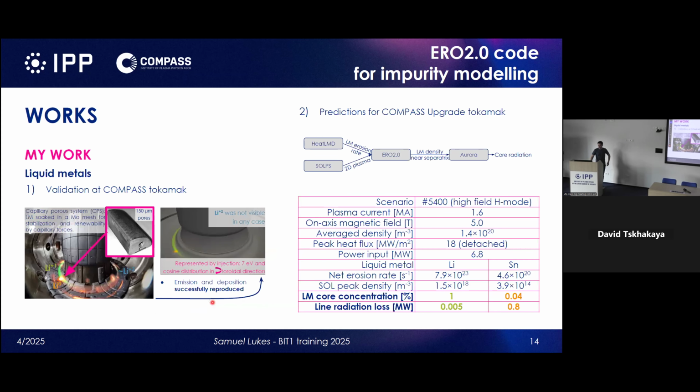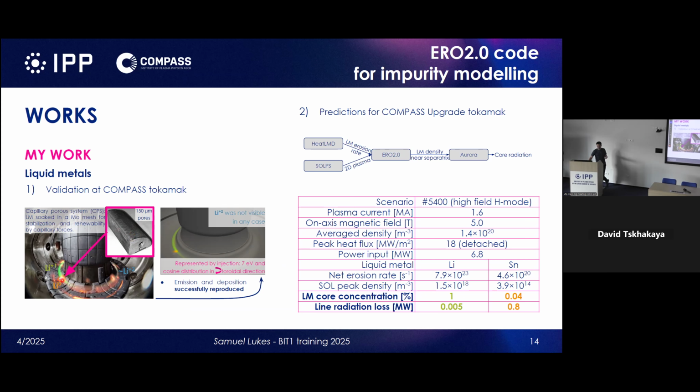So now, just about the works, I will first allow myself to talk a little bit about my work, what I do with the code. I started to work with the code on validating my simulations with the liquid metal experiments, and that's been done on the former COMPASS tokamak, which is no longer here. The experiment basically consisted of inserting a liquid metal prototype tile, which is basically a mesh soaked with some liquid metal, inserted at one position in the tokamak.